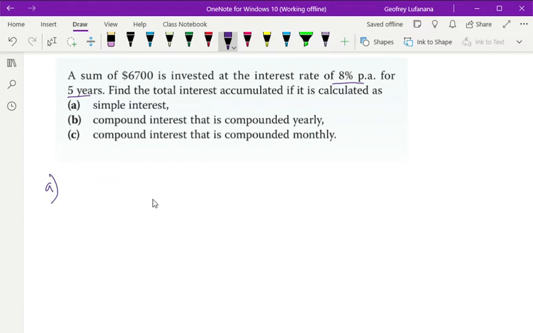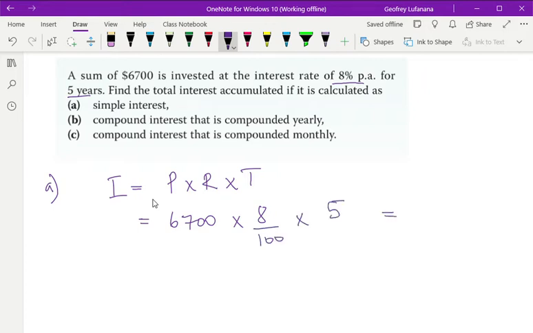So for simple interest, we do remember that simple interest is principal times rate times time. So our principal is 6,700. Our rate is 8% per annum, and our time is 5 years. So this gives us an answer of 2,680. So the interest would be $2,680. That's the first part.